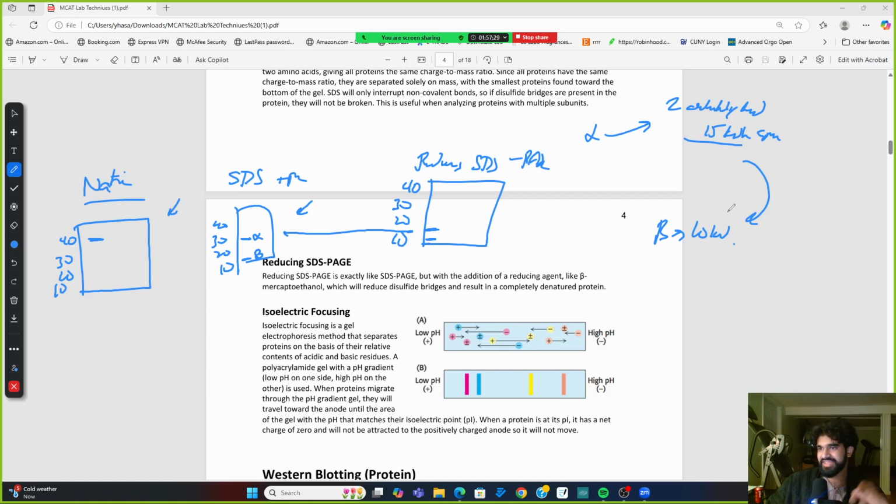It's incredible how much information you can squeeze out of this if you truly understand it. And when you see it, if they give you more than one, look at it in this order: native, then SDS, then reducing. Native, then SDS, then reducing. Does that make sense?